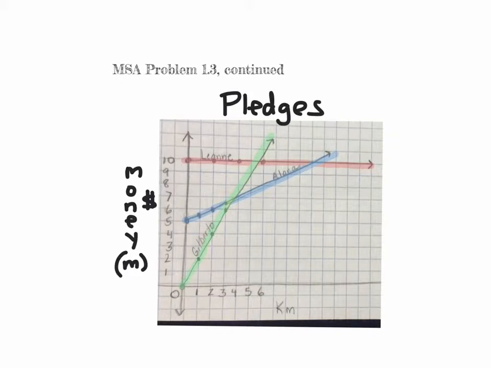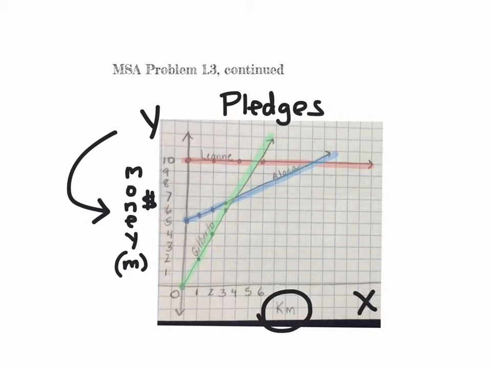Yesterday, we began to look at Alana, Gilberto, and Leanne once again and looked at the pledges that they were collecting from their sponsors. On the x-axis, we put our independent variable, which is the distance, or the kilometers they walked. And on the y-axis, we put the money that they would earn, because the money is a dependent variable. It depends on the kilometers that they walk. From these 3 pledge plans, you can see 3 different lines.